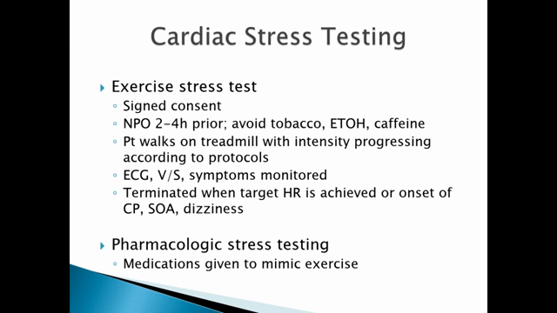Now, for the exercise stress test, the patient's going to walk on the treadmill, and the intensity, the speed, and the incline are going to progress according to whatever the facility's protocols are. During this exercise stress test, they're going to be monitoring their continuous heart tracing. They'll be monitoring vital signs and also watching for symptoms. So basically, they're going to keep going until the patient is able to achieve a target heart rate without showing signs of ischemia, or they're going to stop if the patient starts developing chest pain, shortness of air, or dizziness.